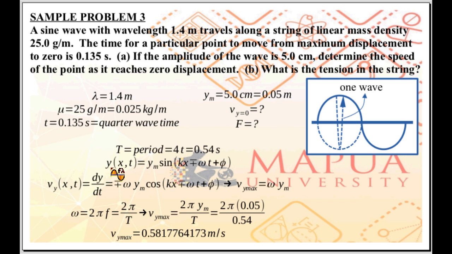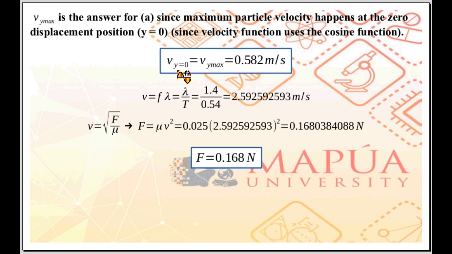What is the minimum value for y? Equilibrium position, y is equal to 0, which means maximum particle velocity happens at y equal to 0, which is what we are looking for. v at y equal to 0 is just the maximum particle velocity value, 0.582 meters per second. Next, we look for the value of the tension in the string.